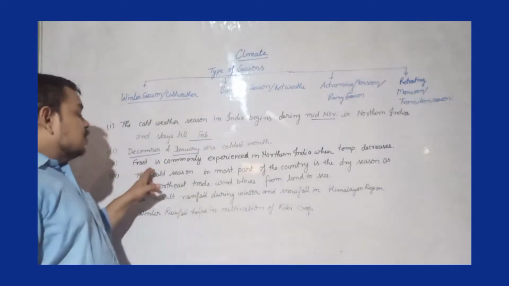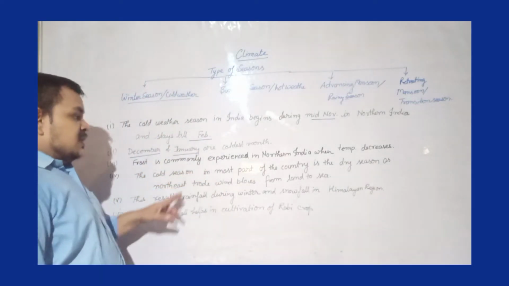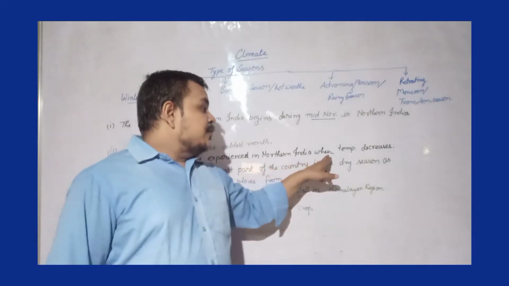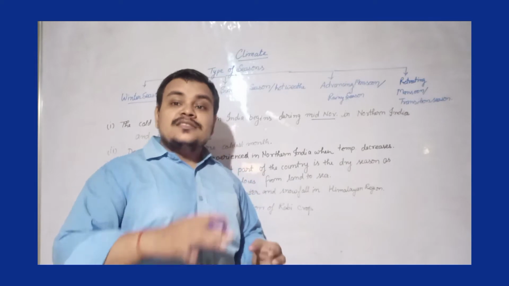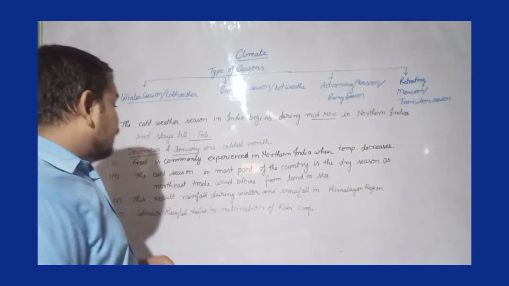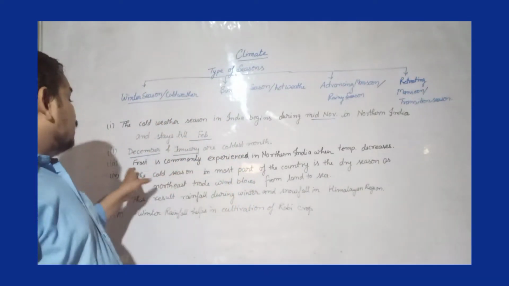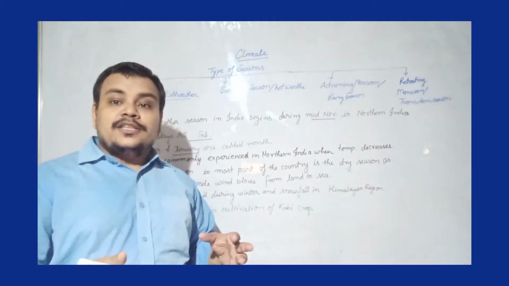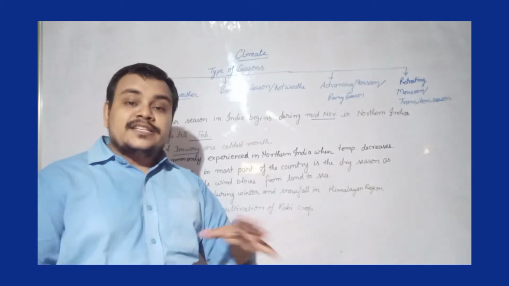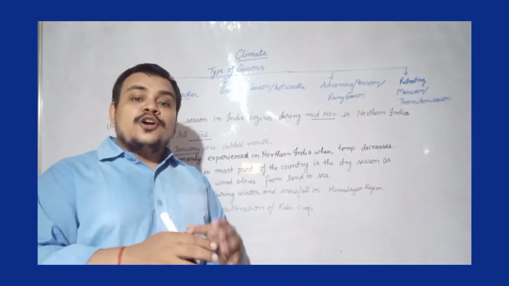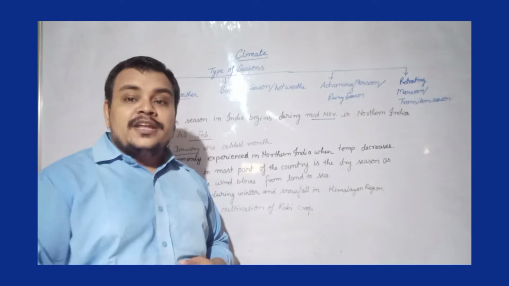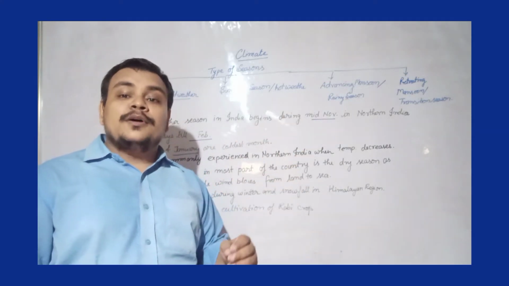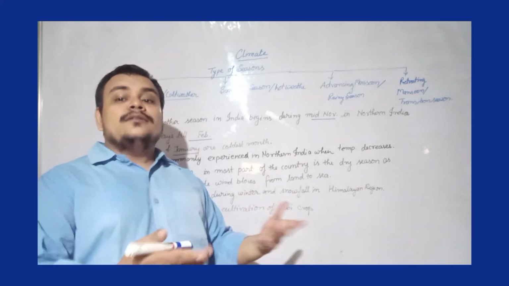Now the third: frost is commonly experienced in North India. As the temperature decreases, we experience frost. मतलब जैसे धुंध हमें दिखाई देने लगती है, ओस की बूंदें दिखाई देने लगती हैं जैसे जैसे टेम्परेचर गिरता है, because when condensation starts, then precipitation comes on the earth in the form of frost, in the form of rain and other forms.